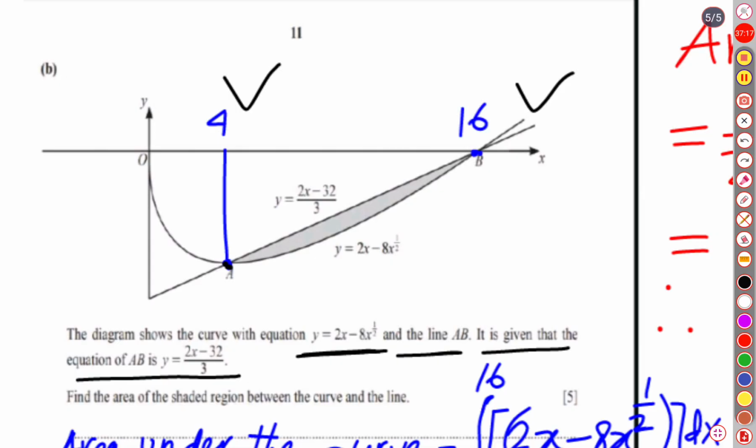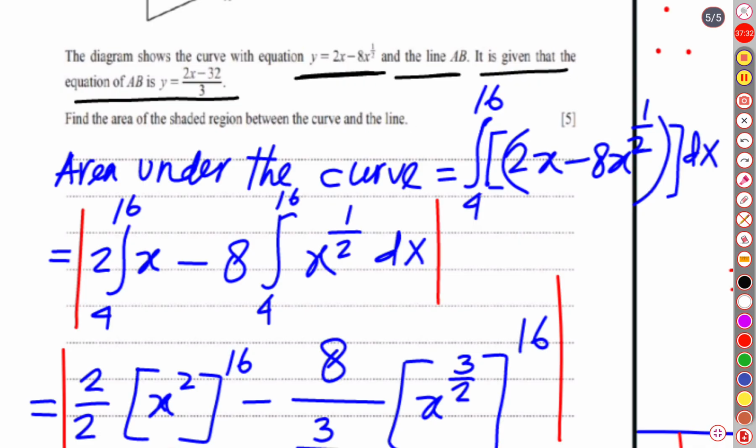So lower bound is 4, upper bound is 16, because for finding area by definite integration we require the lower and upper limit. In the immediately previous question, we wrote pi as well as y square. That was for volume. This is not about volume, this is simple area. So simple area means we will just have to integrate the function.